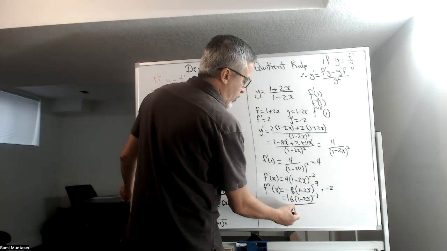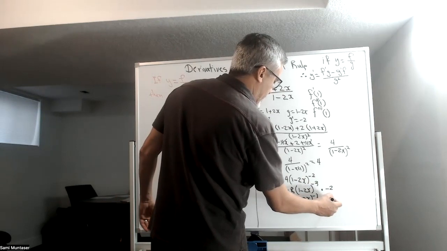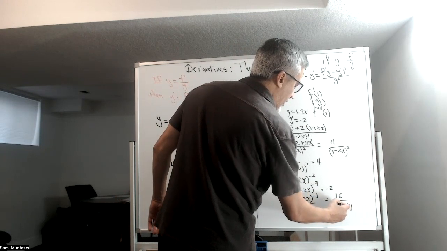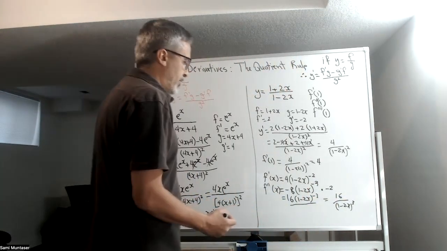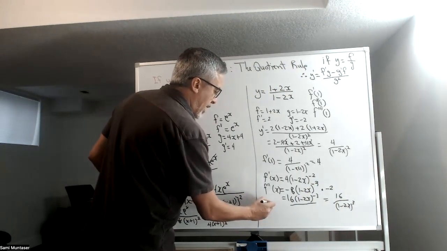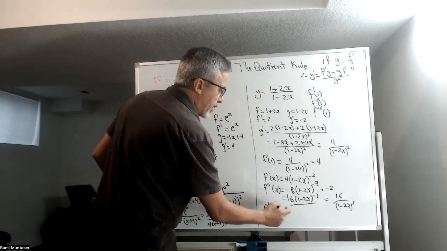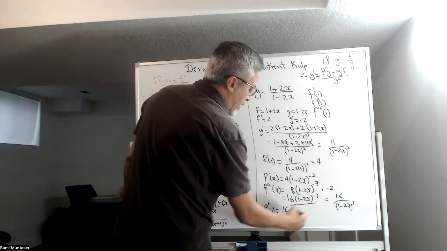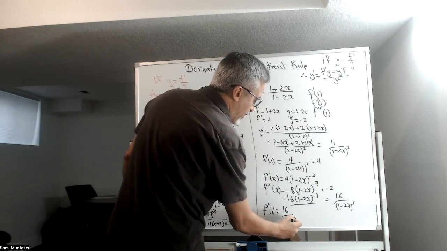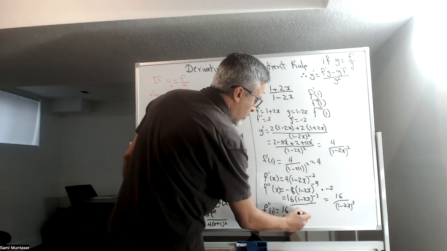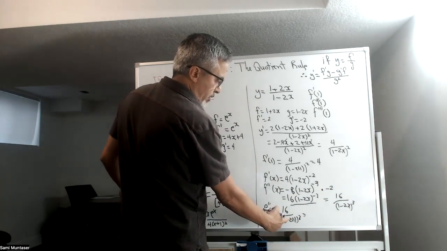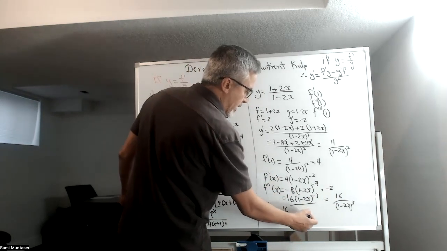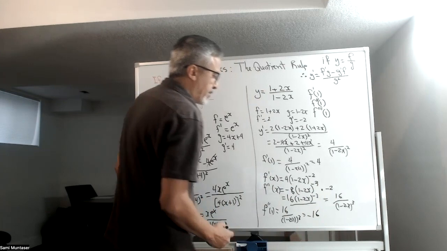This we're going to need when we take the third derivative, but it's good to simplify this into 16 over 1 minus 2x cubed on the bottom, because if you're doing f double prime of 1, you just sub in 1 for the x there. So you have 16, and then 1 minus 2 times 1 cubed, which equals 1 minus 2 times 1, which is just going to be negative 1. Negative 1 cubed is negative 1. 16 divided by negative 1 is going to give you negative 16.